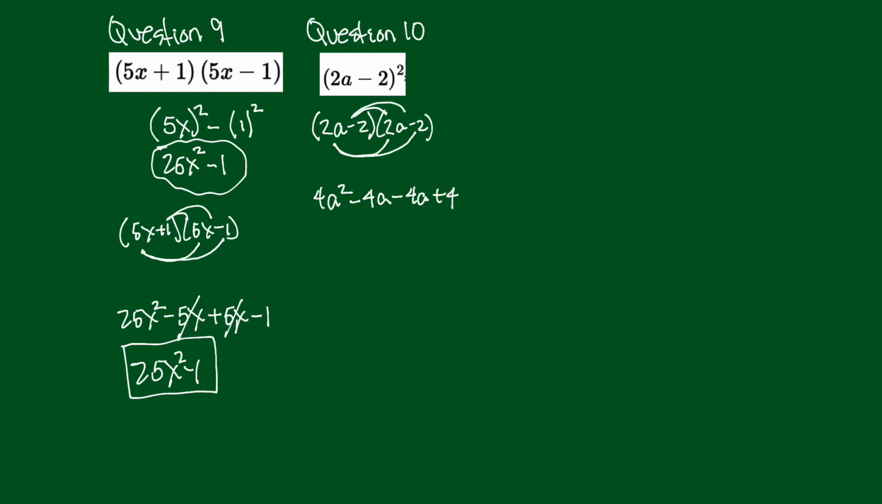Now, in the last problem, these two middle terms canceled. Now they don't. They're the same sign. So let's do this. We'll get 4a squared. Now negative 4a minus 4a is minus 8a and plus 4.